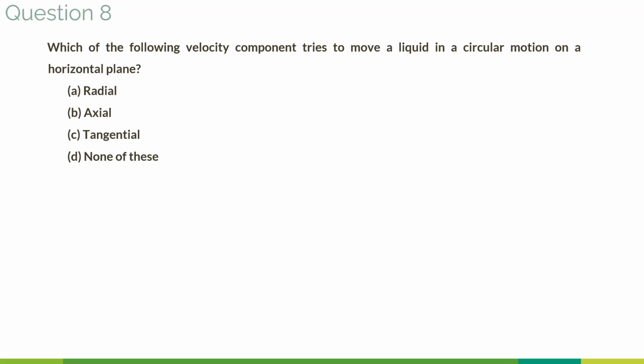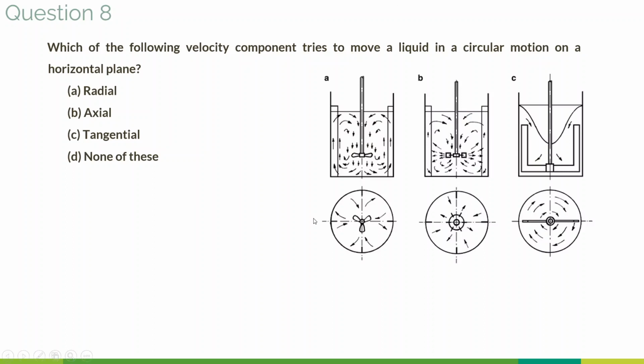Question 8. Which of the following velocity components tries to move a liquid in a circular motion on a horizontal plane? Again, we are dealing with questions related to velocity components. A is the radial component, where the velocity component is perpendicular to the shaft. Then you have the axial velocity, which is parallel to the shaft. And then you have the tangential velocity, where the velocity is tangential to the circular motion.